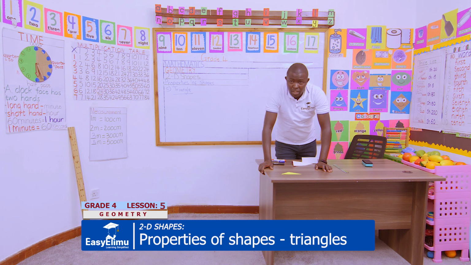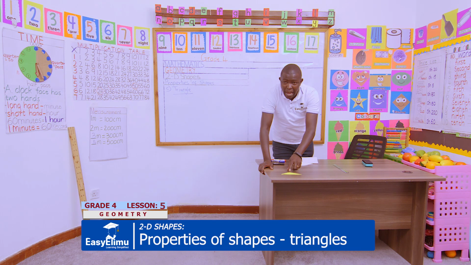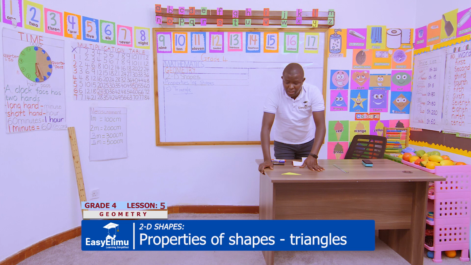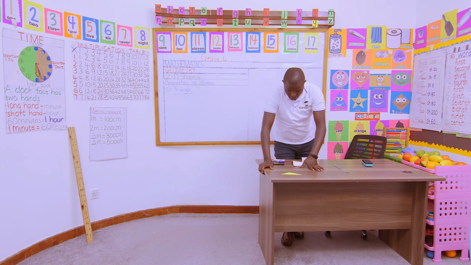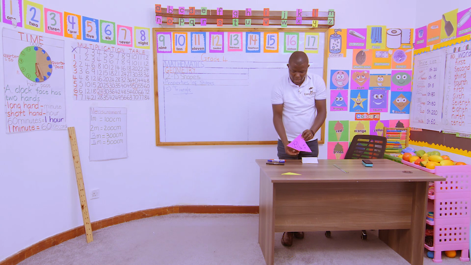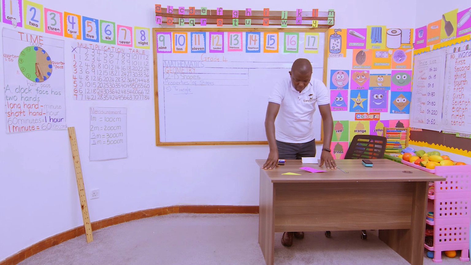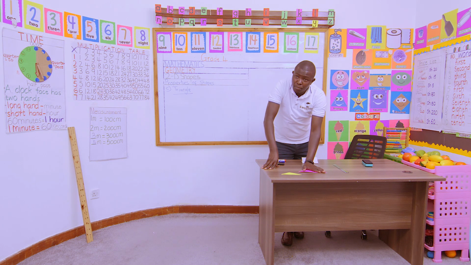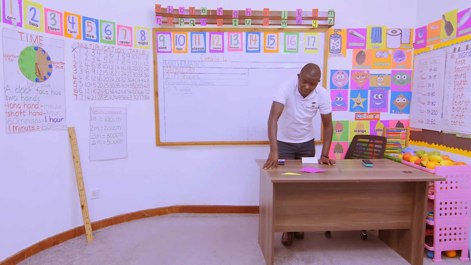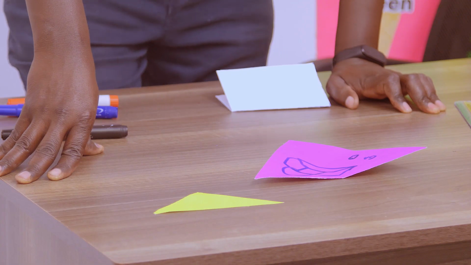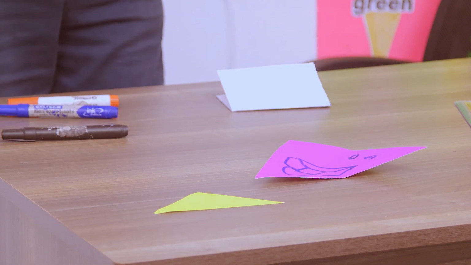Wangari, what name did we give to this? We call this one a triangle. And today I've come with a bigger shape of that triangle, and we want to know the properties of this triangle. How will we know the properties of this triangle?